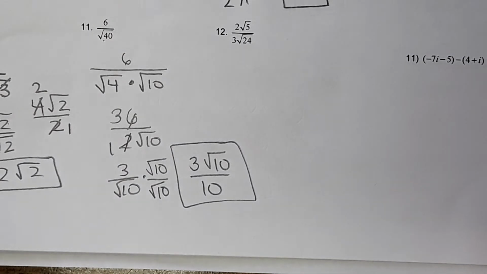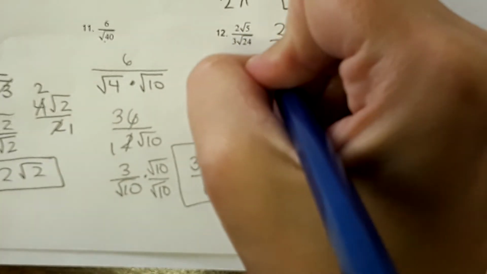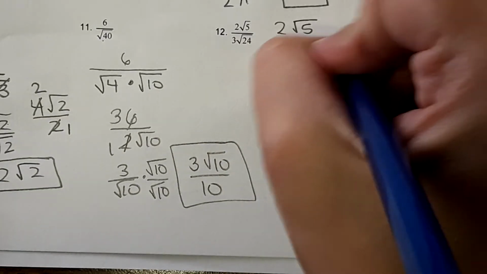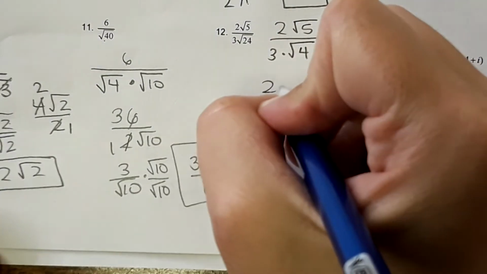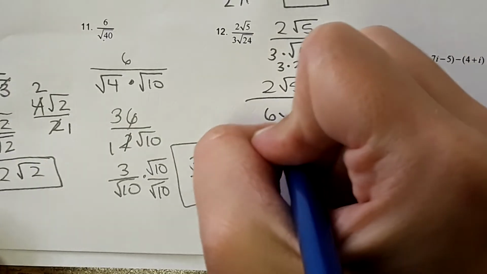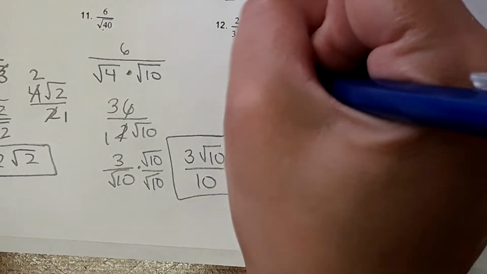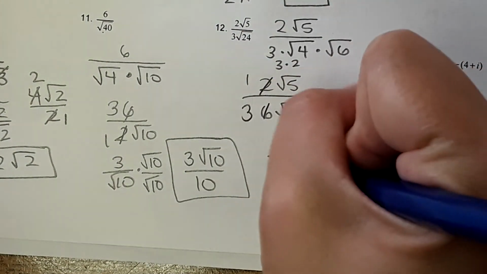Okay, and last but not least, number 12. Just going to break it up like we have been. 2 square root of 5 over 3 times square root of 4 times square root of 6. This would be 3 times 2, so I get 6 square root of 6. Simplify this to 1 and 3.